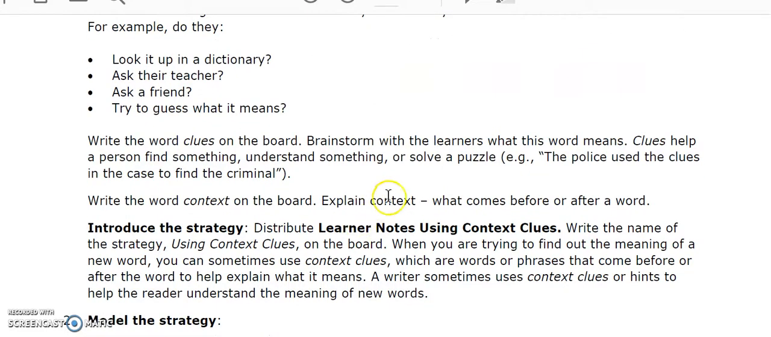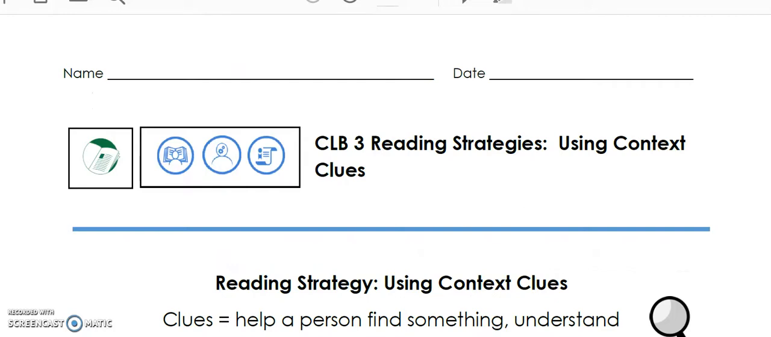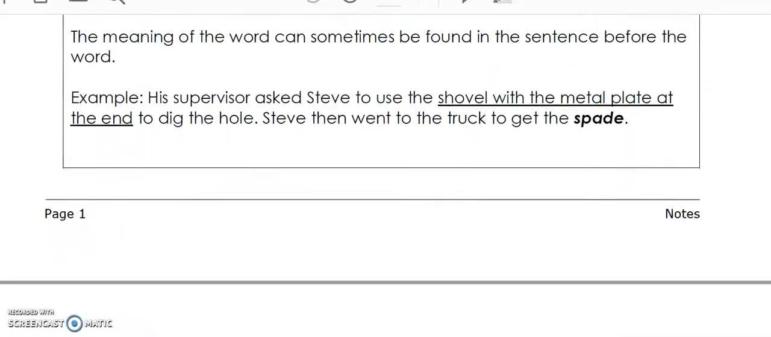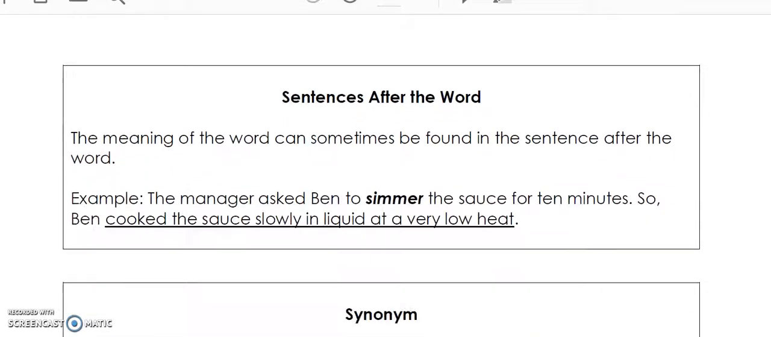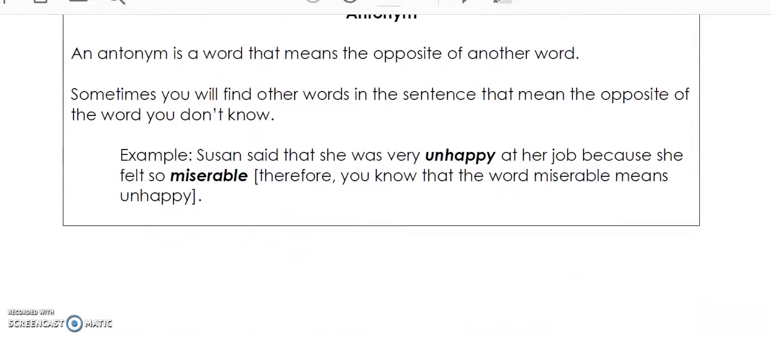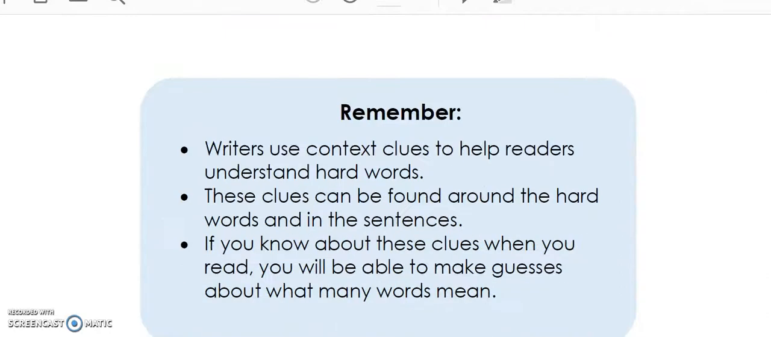When you introduce the new strategy, distribute the learner notes to the students. The learner notes are a summary of what was taught in the lesson, and they are at an easy reading level for the learner. Learners should keep these notes in their binder so that they can reference them when practicing this reading strategy. It is important that learners continuously revisit and practice the strategies.